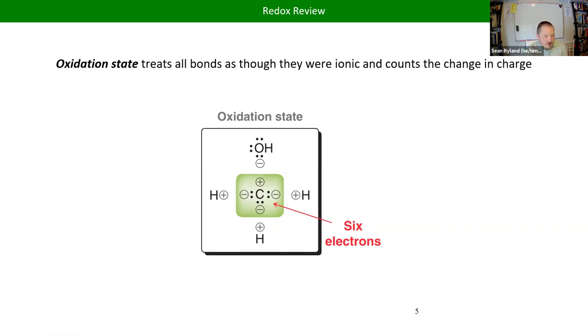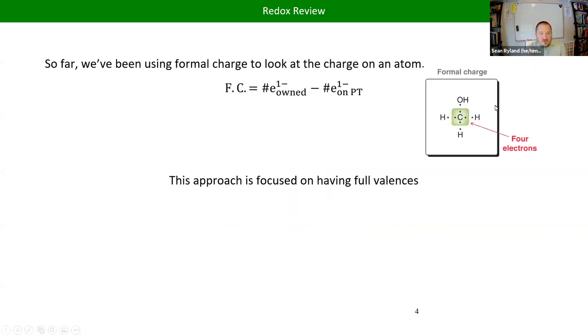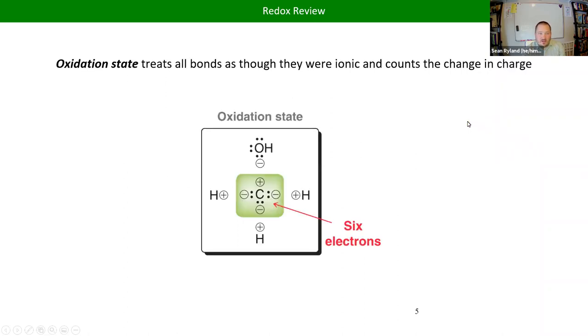So if we look at the same compound, in terms of formal charge, this methanol here, everything has a full valence. And if we count the electrons, everything's got the right number of bonds, so everything has a charge of zero. If we look at the oxidation state of the same molecule, we're going to treat all of the carbon-hydrogen bonds as though carbon really owns those electrons, and the carbon-oxygen bond as though oxygen owns those electrons.